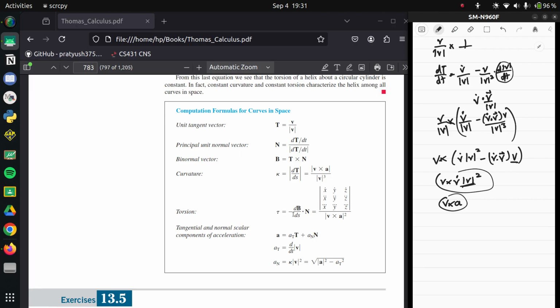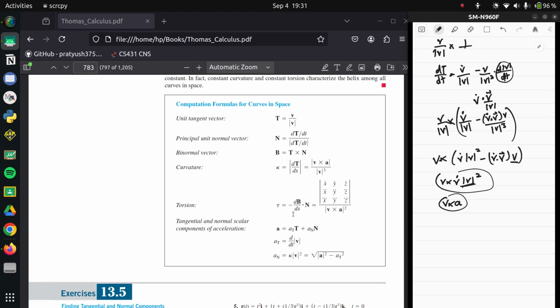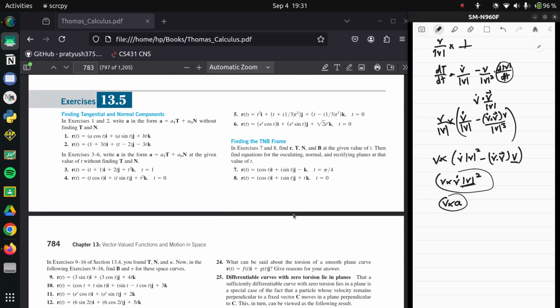Because your acceleration has a tangential component and a normal component, so in the end you just get this stuff. I mean that was kind of obvious, but yeah, okay, this actually does make sense. So you just have to do v cross a, and that actually gives you your b vector, without having to worry about the whole process.